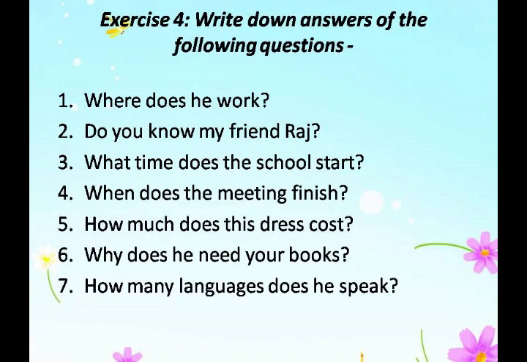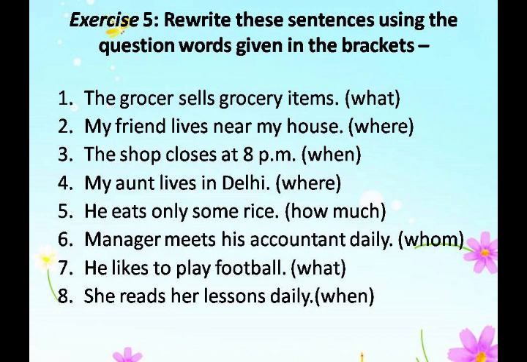In exercise 4, you have to write down the answers to the following questions. I ask you some questions, and you have to write the answers. Where does he work? Write down the answer and check your answers. In exercise 5, you have to rewrite these sentences using the question word given in the brackets. I have given the sentences, and in brackets the question word. You have to apply your mind and frame the question. So it will give you more practical understanding of this simple present tense: how to use it, how to frame the question, how to write answers, and how to solve all these things.